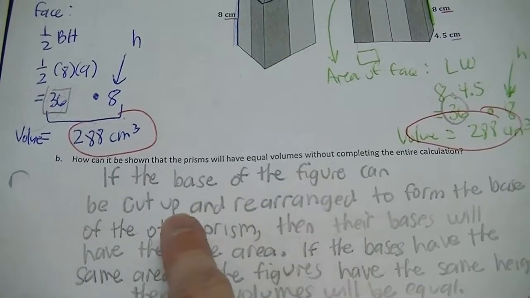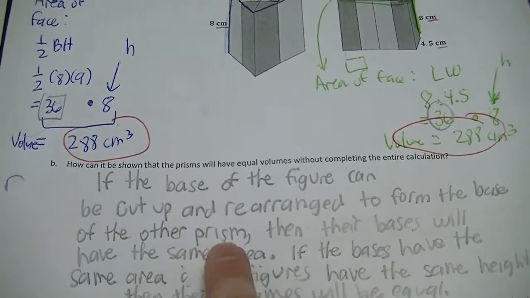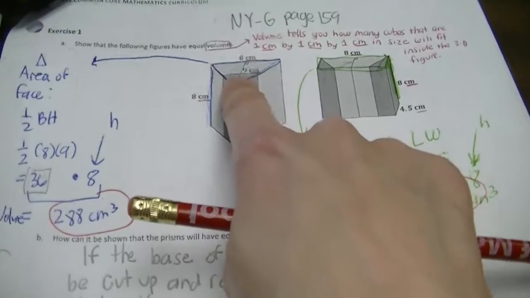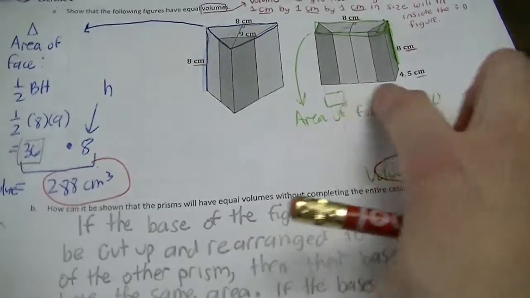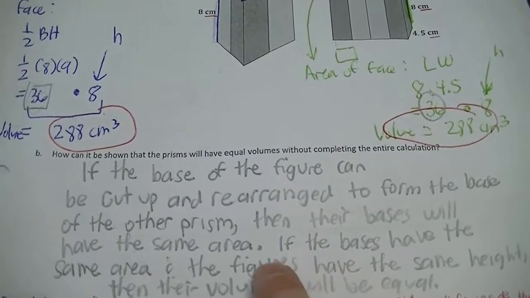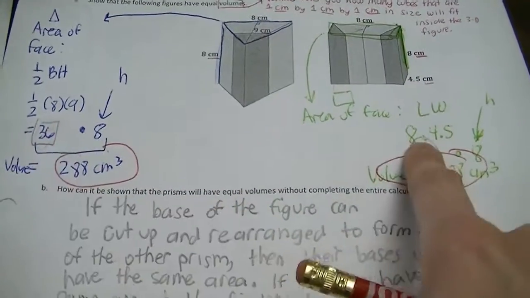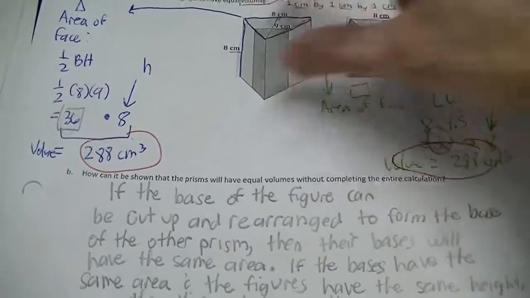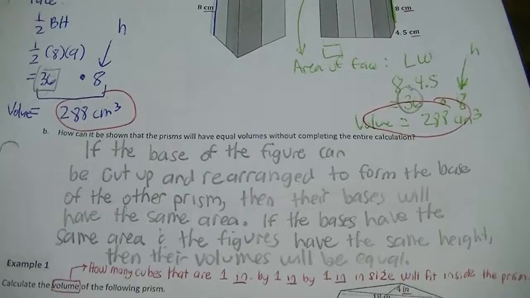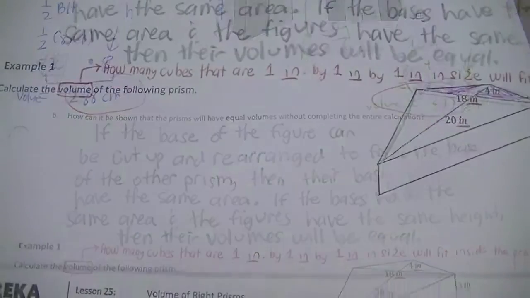To put that in more fancy language, I explained it right here. If the base of the figure can be cut up and rearranged to form the base of the other prism, so here we cut it up and then we rearranged it to form the base of this other prism, or the face, the base is on the bottom, then the bases will have the same area, and as you see, they did. If the bases have the same area and the figures have the same height, which they did, then their volumes are going to be equal, okay?